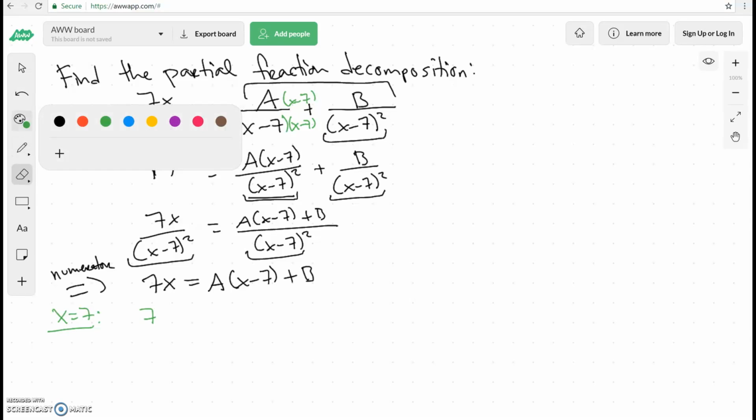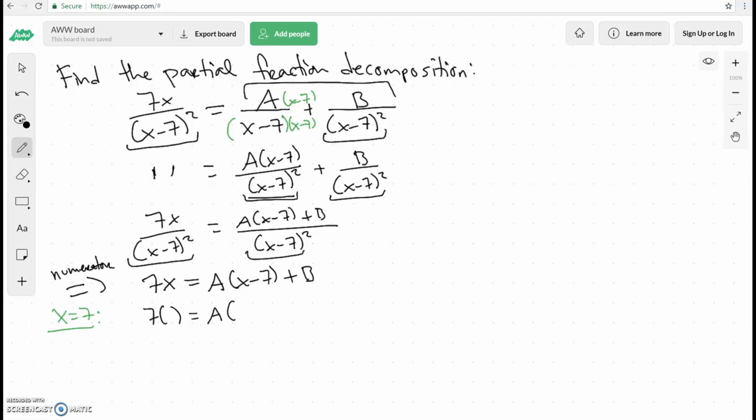So this is going to be 7 times x, minus 7 plus B, and what I'm going to plug in for x is 7. This is convenient because now 7 minus 7 gives me 0. So this is going to give me 49 equals A times 0 plus B. This now goes away, so B is equal to 49. This is perfect because we figured out one of them.